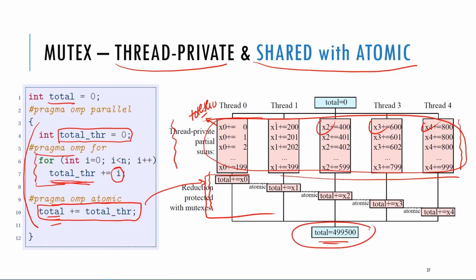And the answer here is actually equal to the summation of all the values of i starting from 0 up to n minus 1, which is 1000 minus 1, which is 999. Okay, so it's the summation of the first 1000 integers starting from 0.